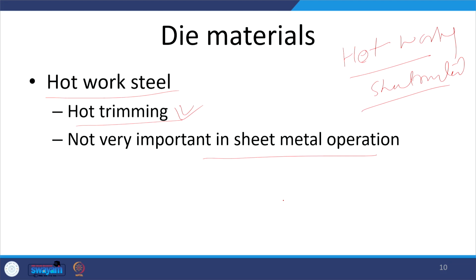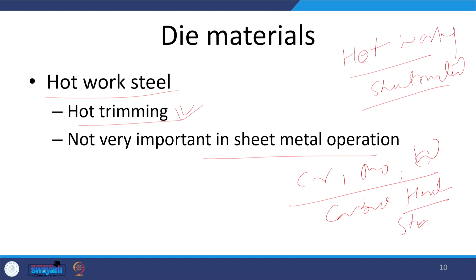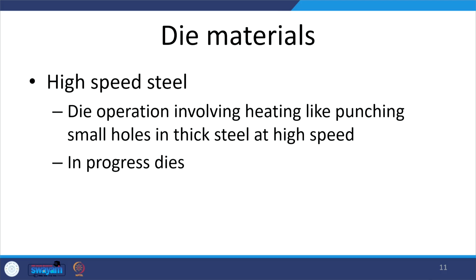So, if it is about hot working steels, then we may have high chromium, high molybdenum and tungsten kind of elements. These form carbides which are not just hard, but also stable at high temperature, meaning they do not get softened, they do not decompose, and they retain their hardness even at elevated temperature.